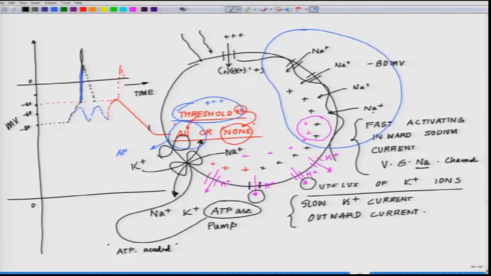Okay. So, at one point of time it throws away more sodium with respect to potassium, because it has to throw away a huge amount of sodium outside. So, there is a series of such pumps which come into play like this. Okay.